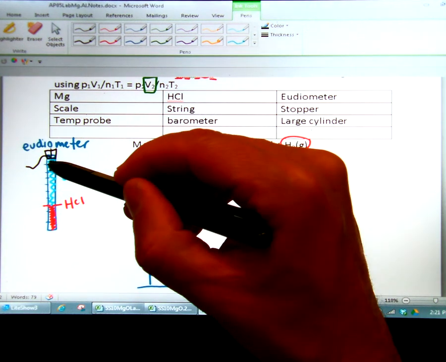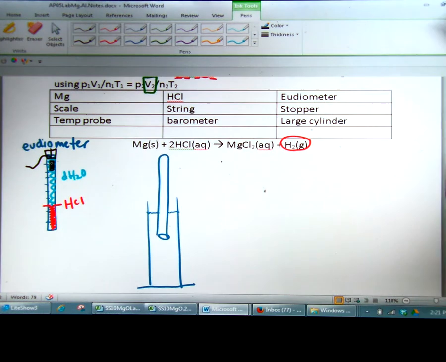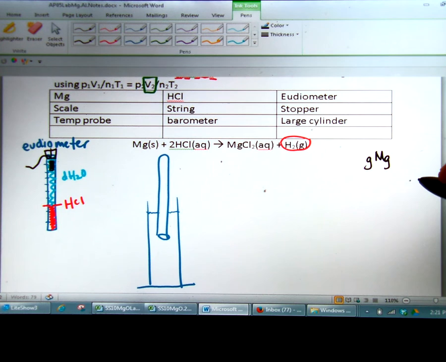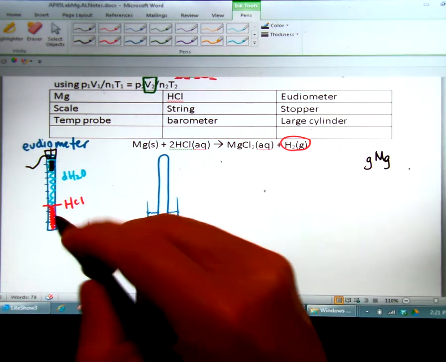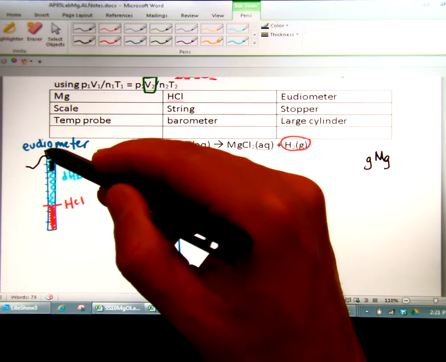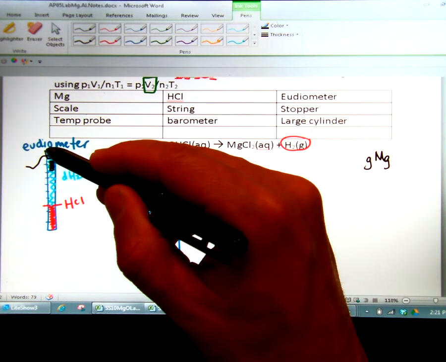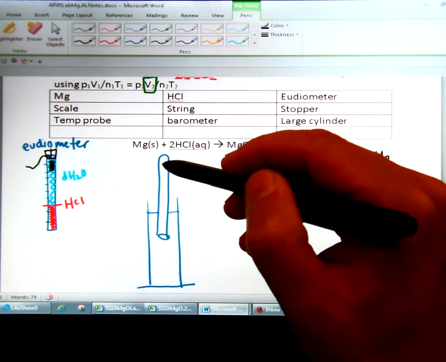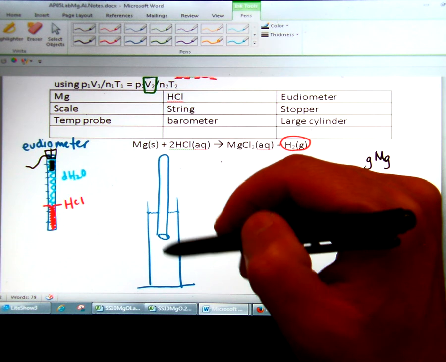So of course, before this, you have to get the grams of magnesium. All right, so grams of magnesium. You're going to need that first on your data. The volume of the HCl is not that important because the limiting reagent is the magnesium. So you're going to put your finger over the stopper. You're going to turn it upside down. Put your finger below the surface of the water and get this whole thing inside the cylinder.